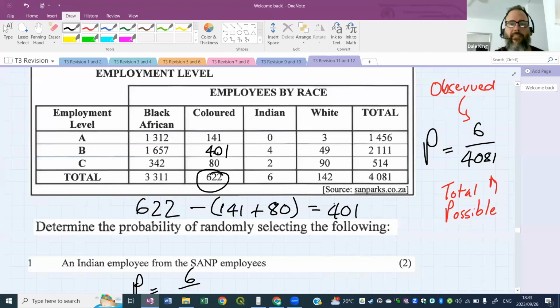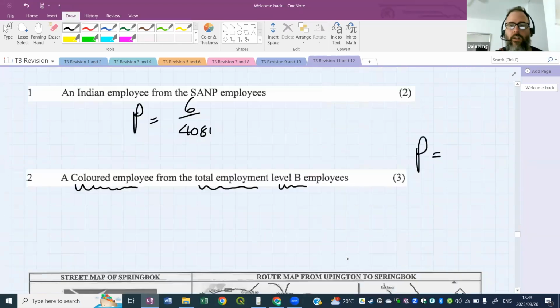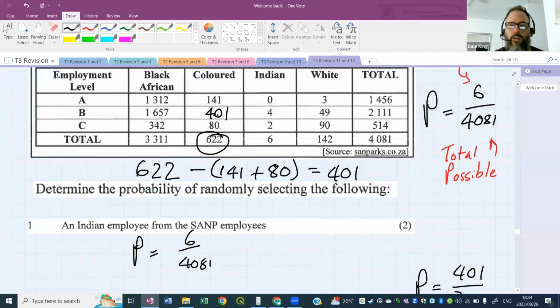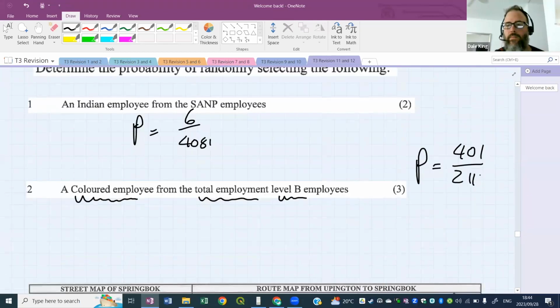It will be 401 over 2,111. Yes, very good. All right, so it'll be 401 over 2,111. All right, that's probability, guys. It's easy. It's easy, guys. Probability is really easy.